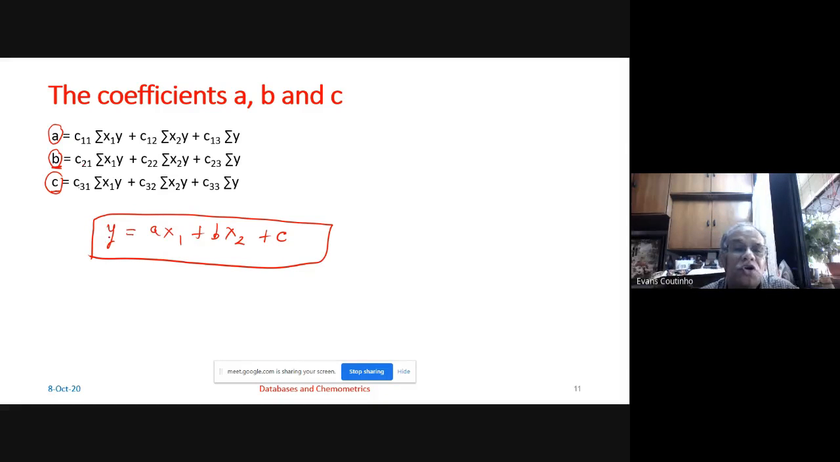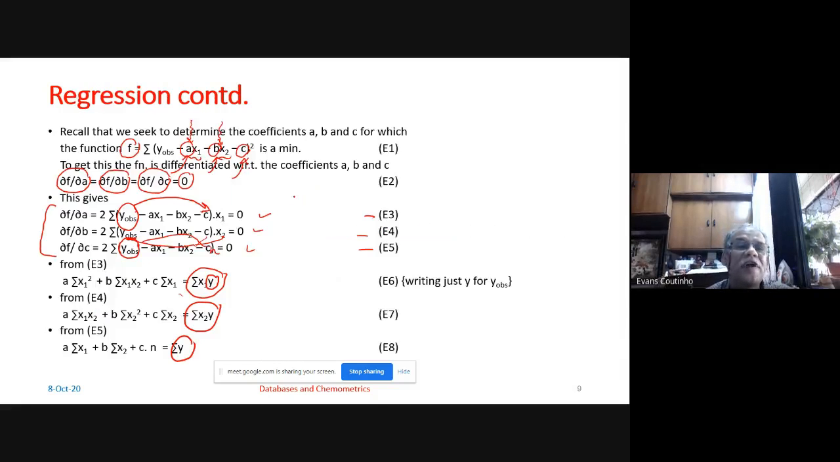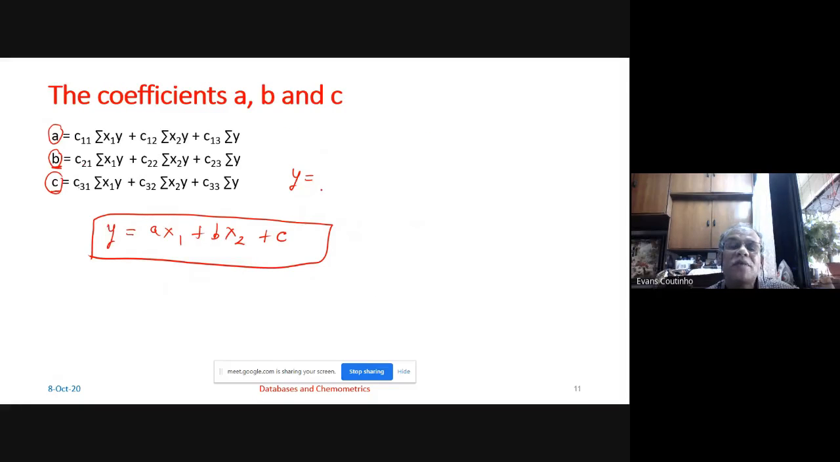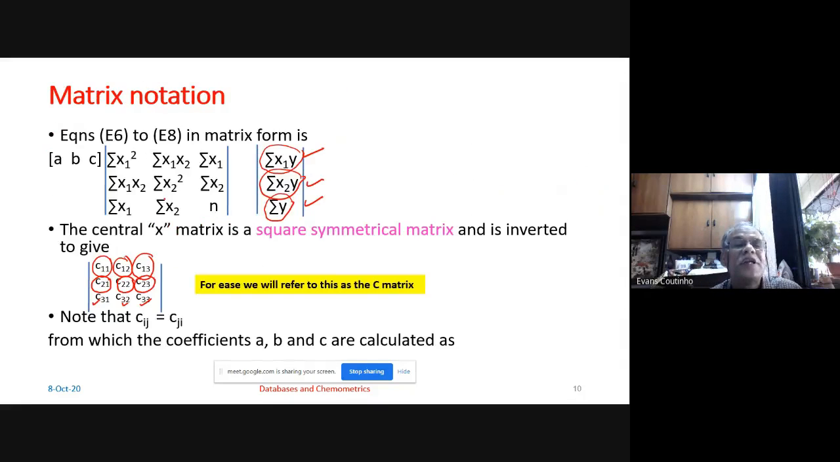Now, what I showed you here can be extended for any number of X. This mathematics is extensible for any number of X out here. So I can use the same mathematics to write this equation: a x1 plus b x2 plus c x3 plus d x4 plus a constant z. The same mathematics can be used to develop more complicated regression equations. Of course, it will be a little more tedious. The size of the matrices will be a little larger.